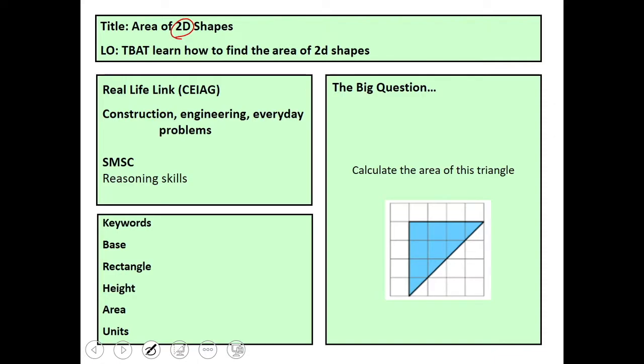Some real-life examples include construction, engineering, and everyday problems. The keywords that we will be covering today are things like base, rectangle, height, area, and units. And by the end of this lesson, hopefully we should all be able to answer the question on the right-hand side.